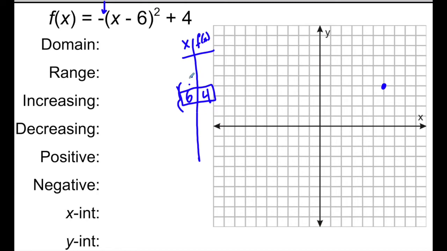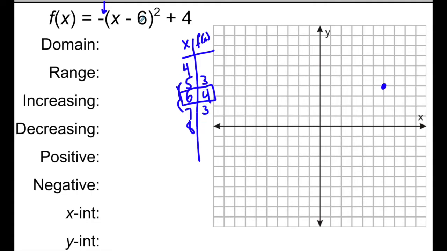5, how about 5 and 7? Those are each 1 away from 6, and then 8 and 4 are also the same distance, 2 away. So plug in 7, I get 1. 1 squared is 1. This makes it a negative 1. I add 4 and I get 3. And I copy that for both.